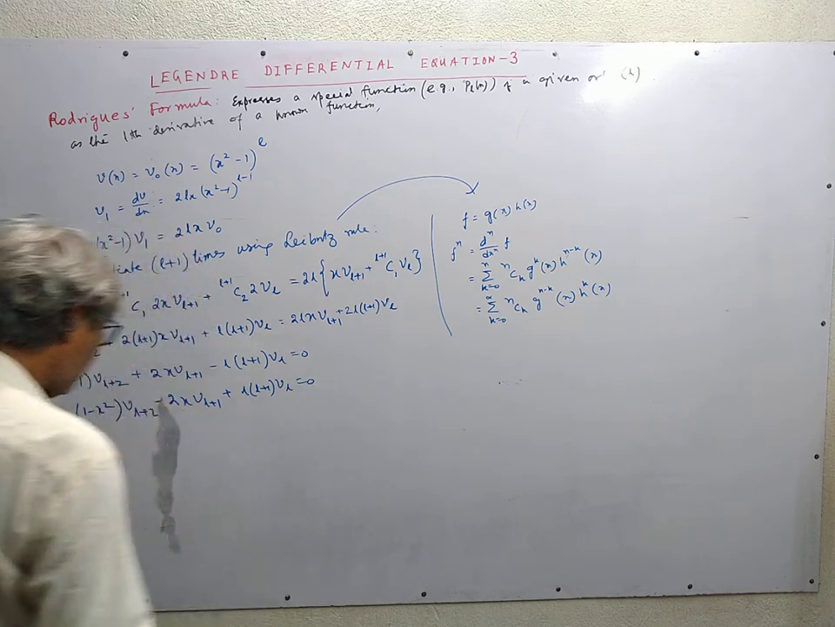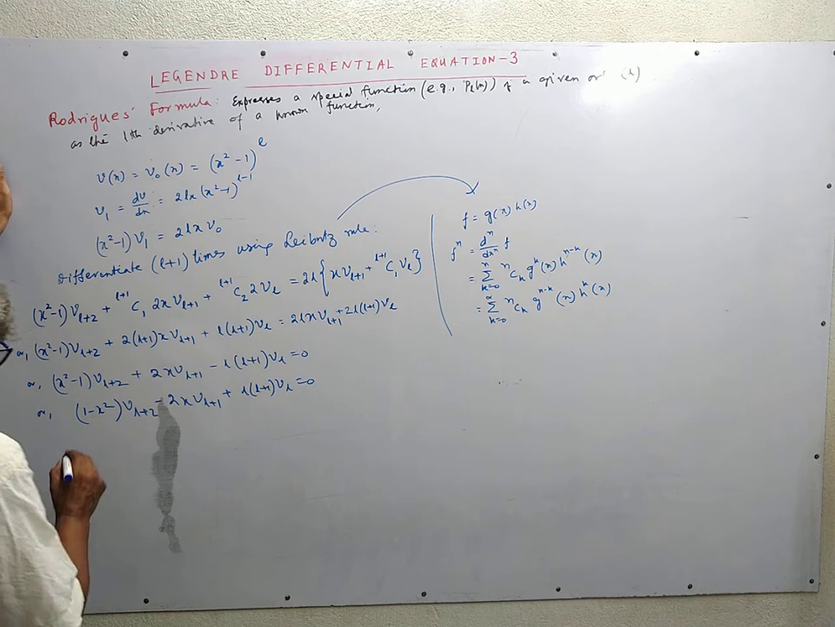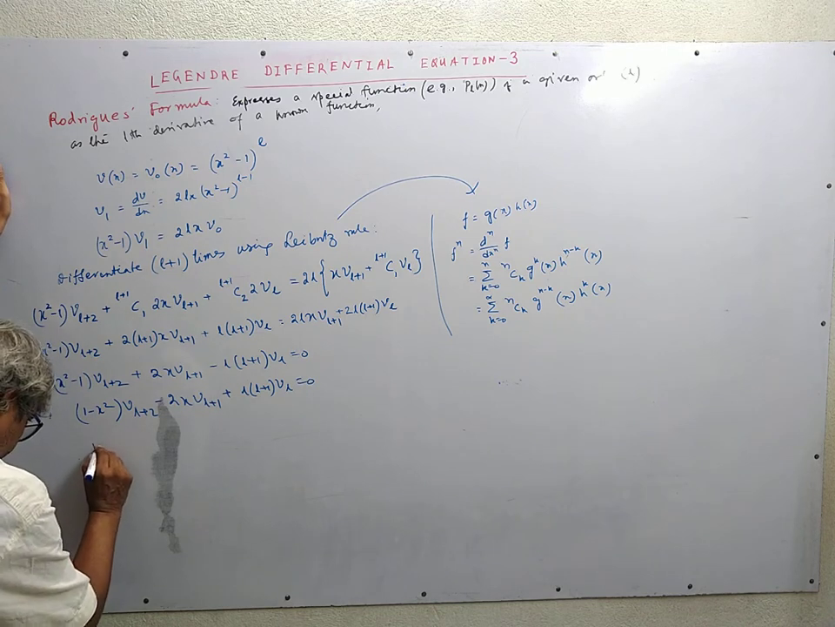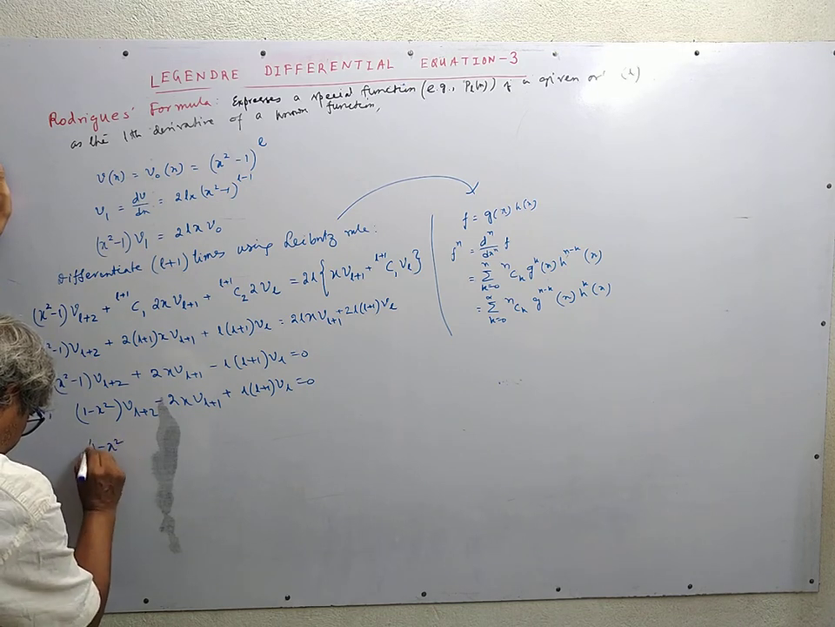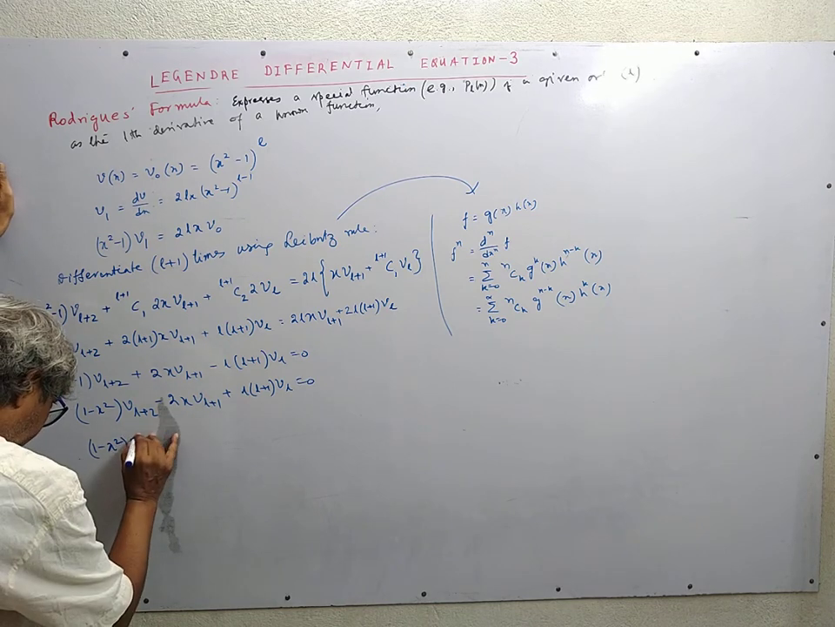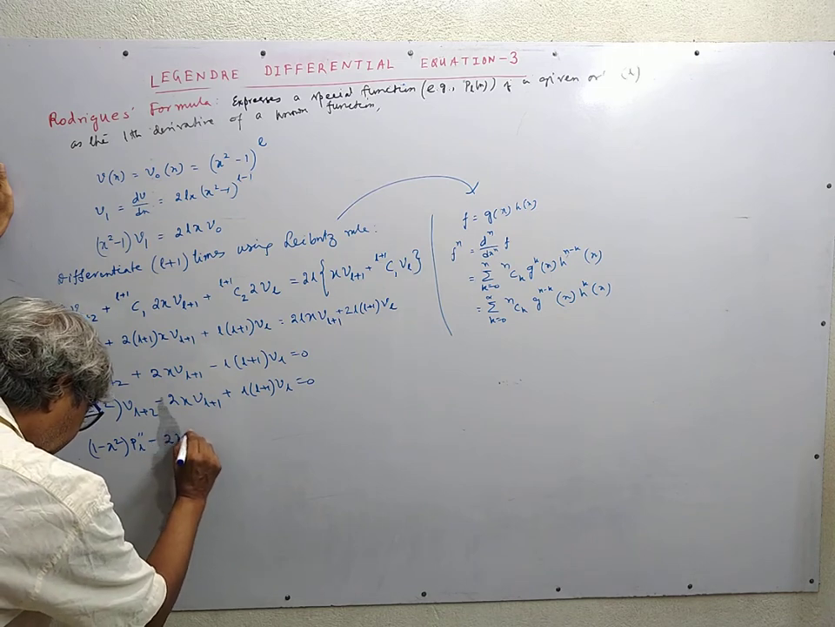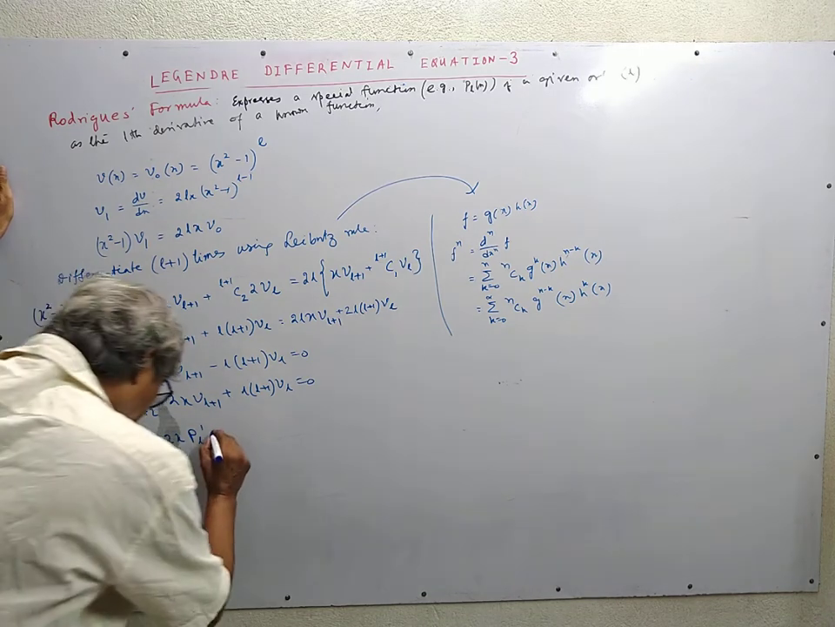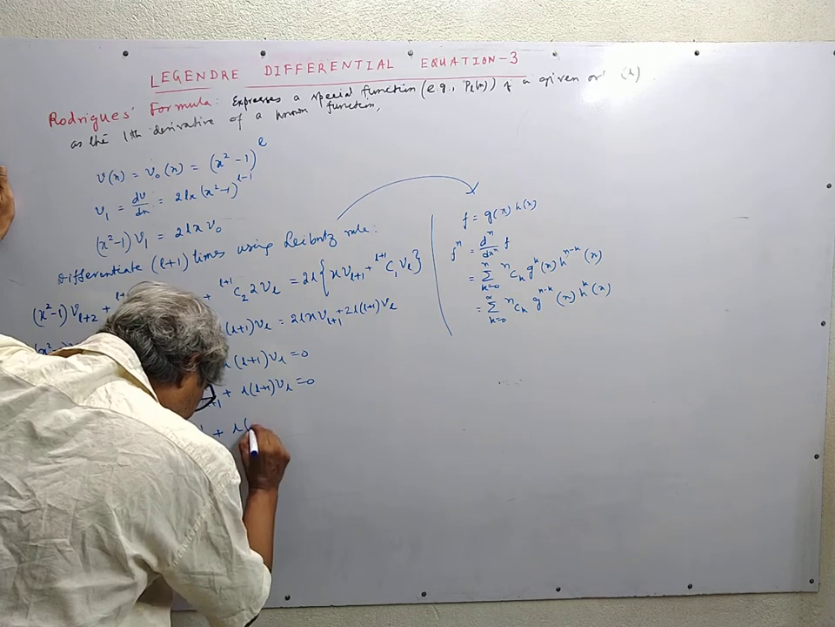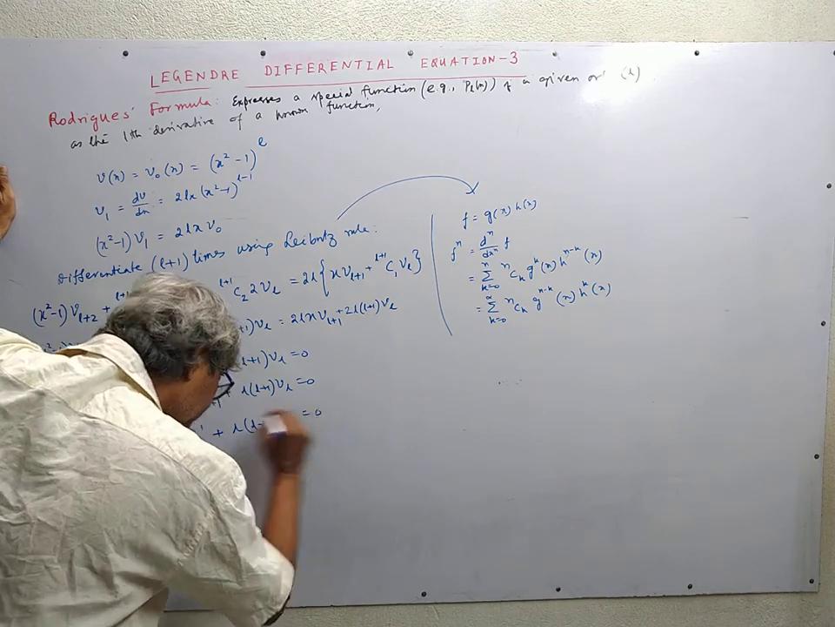equal to 0. Compare it with the Legendre differential equation, the differential equation that Legendre polynomial satisfies: PL double prime minus 2x PL prime plus L into L plus 1 PL of x is equal to 0.